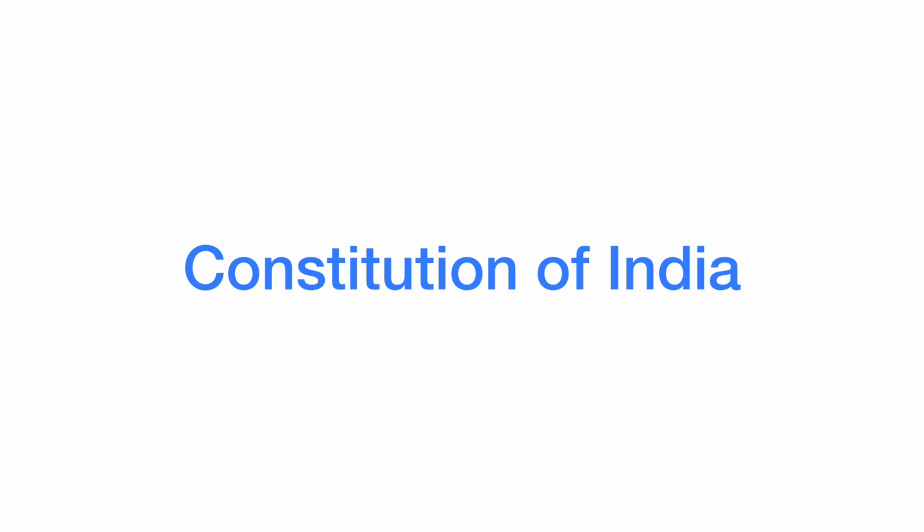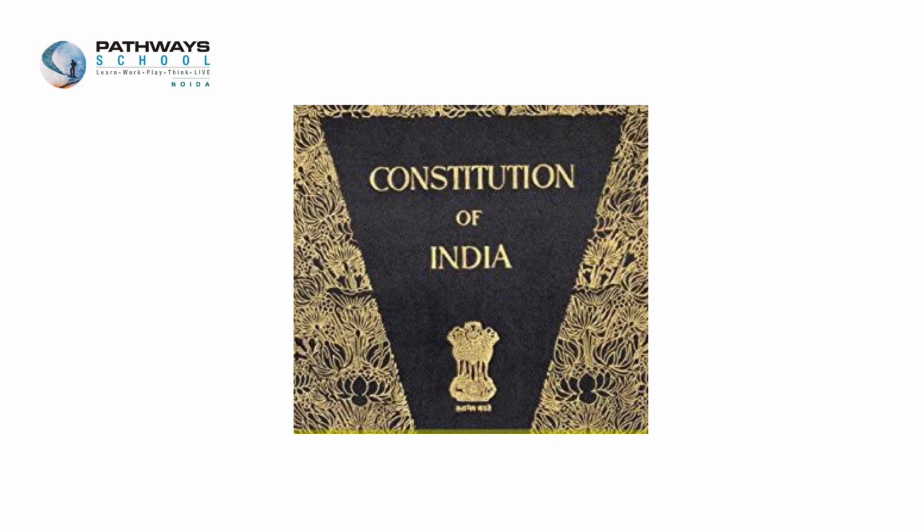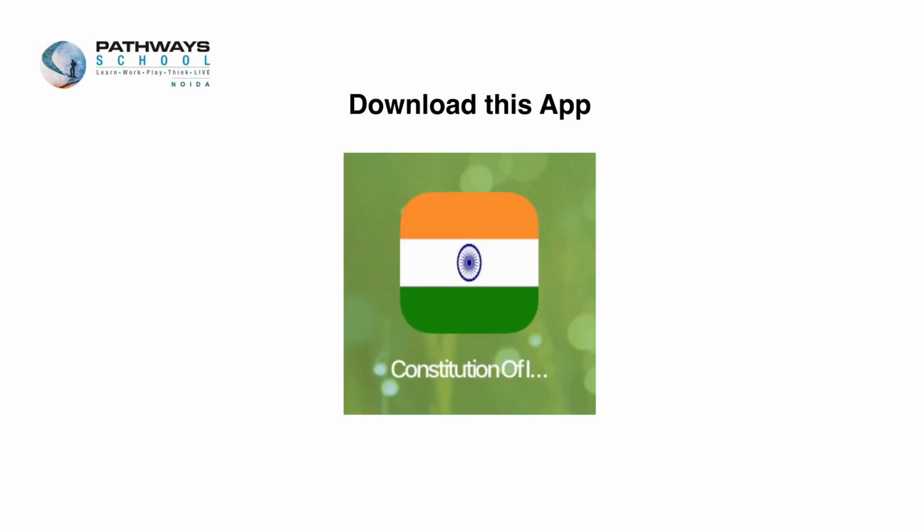Similarly, children, for our country India also, there is a document which is like planner, and it is known as the Constitution of India. What it is known as? Constitution of India. The book looks somewhat like this, and you can also download an app in your phone or iPad or laptop or desktop. If you are finding it difficult, you can request your parents to download it for you or help you download. That will tell you about what the Constitution says.